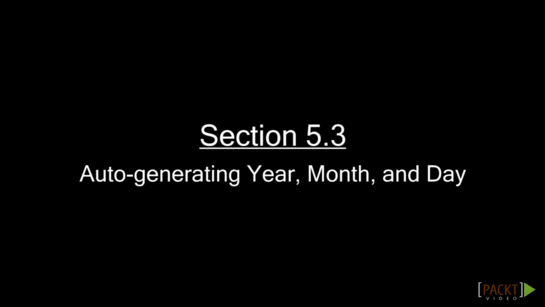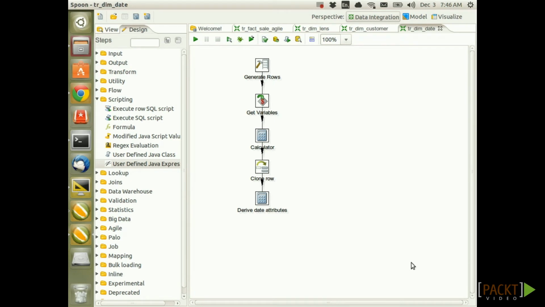Welcome to the last part of the Populating the Date Dimension chapter. Previously, we started work on a transformation which creates all the required date attributes. Now, what is left to do is to create the date technical key and to output the data.